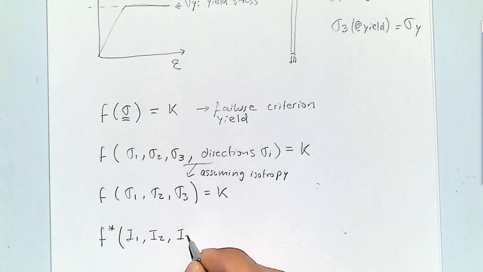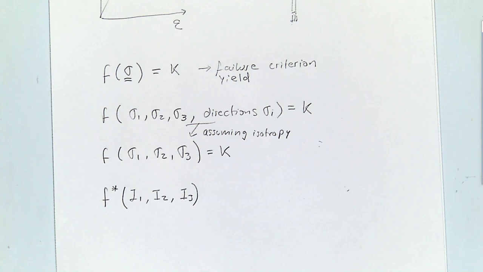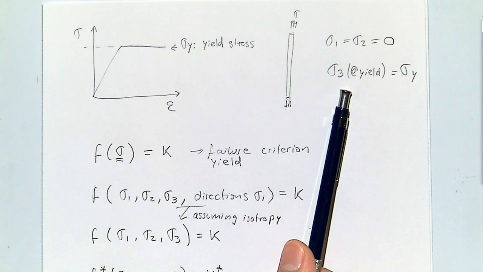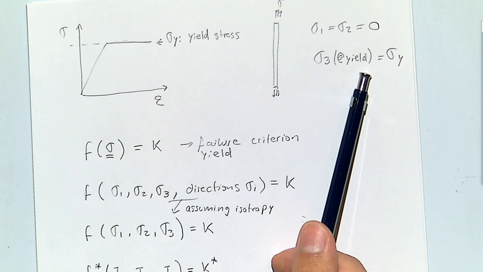Like the invariants I1, I2, I3, I could also put J2 in there. It's going to be in a slightly different function, but it could be written like that too. We just need a function that tells us that for certain combinations, the material is a failure. For example, for this 1D experiment, we know that if sigma 3 is equal to sigma y, given these conditions, the material is a failure.